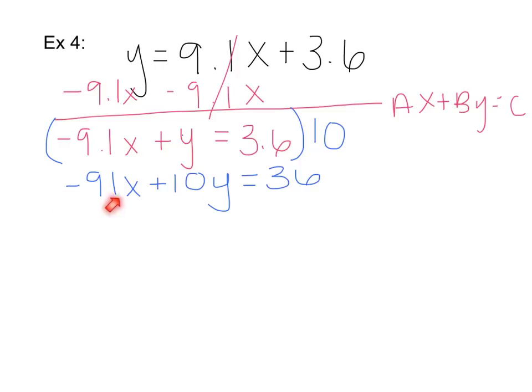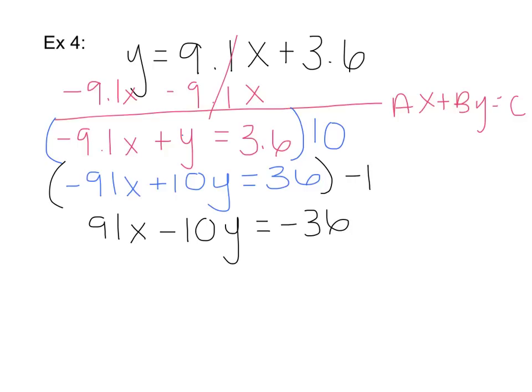So now you need to check, is your x value positive? And it's not. So again, if I multiplied by -10, that would have done it at the same time. Or you can just wait until the end, multiply by -1, and that gives you positive 91x minus 10y equals -36. And that's your equation in standard form.